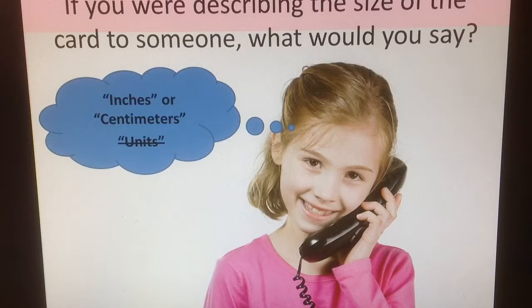One thing I wanted to caution them not to say was units. We can't say 15 square units or 104 square units because units means different things in different situations. It's just a word we really use in math, but we don't describe things that way otherwise.